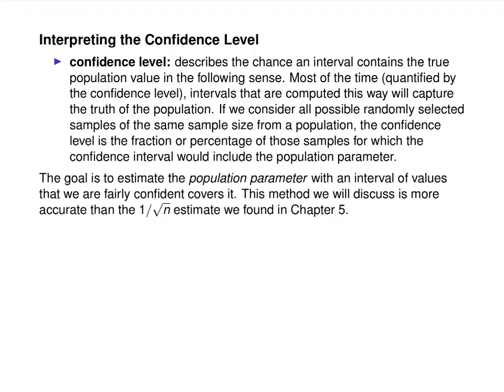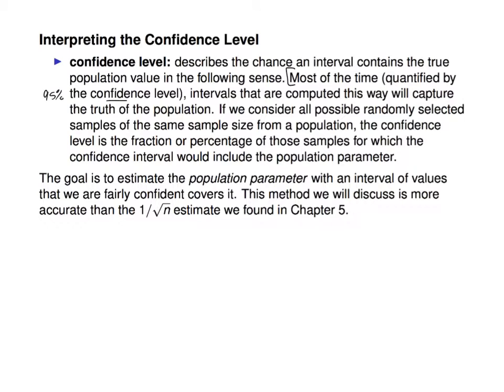Okay. So we'll talk about how to interpret the confidence level and then how to find it. This ends up being a lot of review from the last chapter, almost the exact same stuff. The confidence level, like the 95% confidence level in the last example, describes the chance that an interval is going to contain the true population value in this following sense. If we consider all possible randomly selected samples of the same size, the confidence level is the fraction or percent for which the confidence interval includes that parameter.